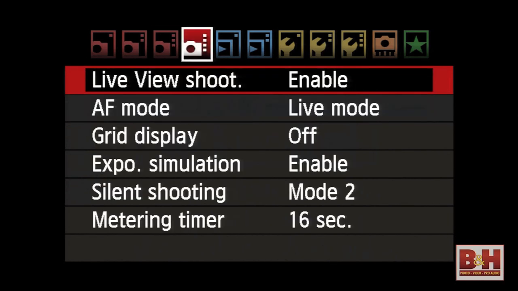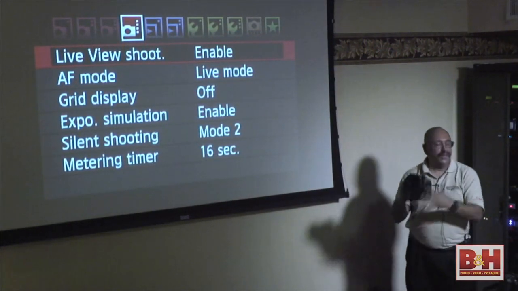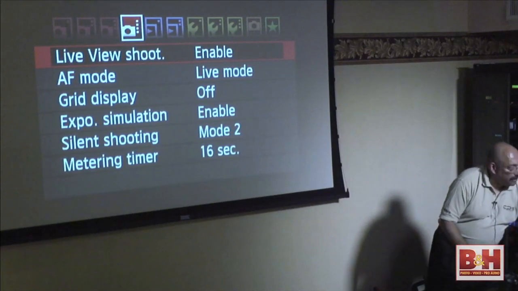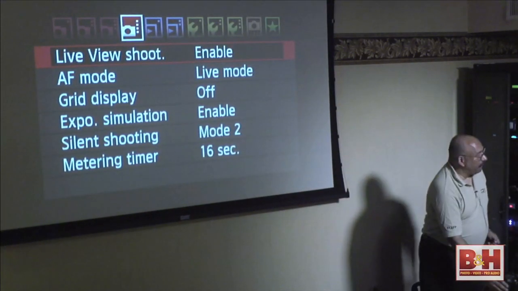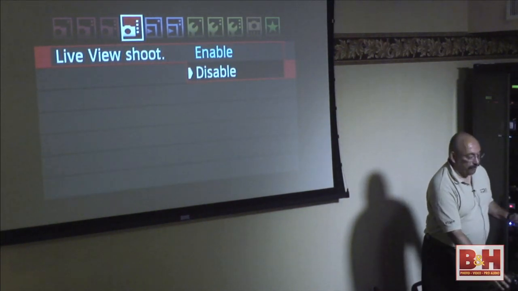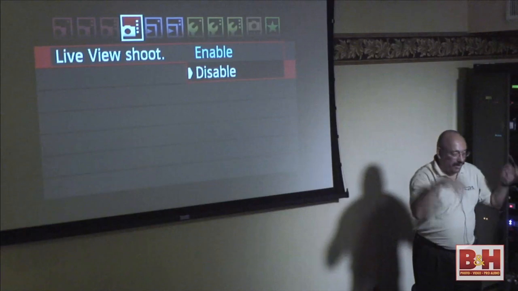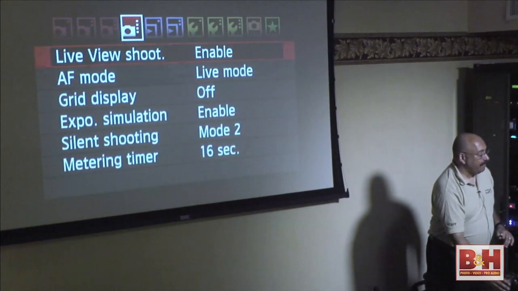Your live view settings. Live view is kind of a neat feature on these cameras. The ability to view and compose your pictures using the LCD monitor instead of the viewfinder is great when you're working down low and in some other situations too. First off, you tell the camera whether you want to shoot live view or not. So you can turn it off if you're afraid that if you hit the button it's going to lock the mirror up and all that stuff. If you don't want to do that, disable it. But if you want to, make sure it's on enable.